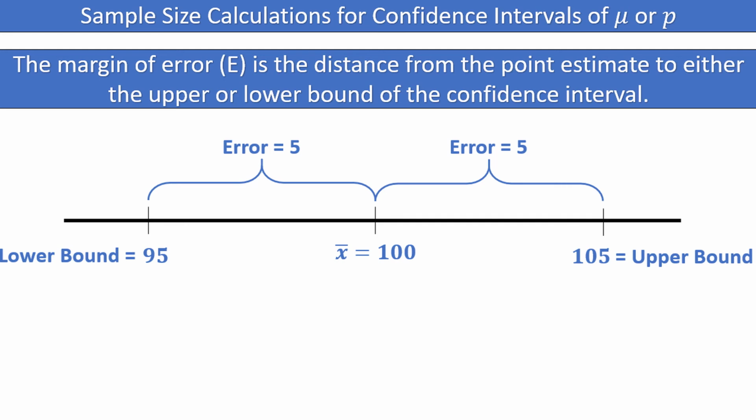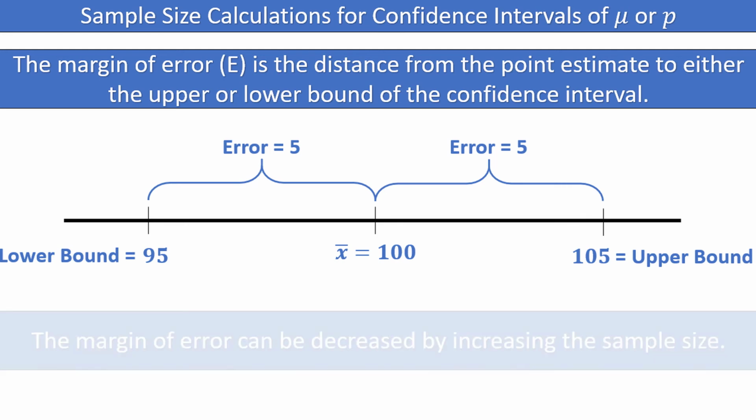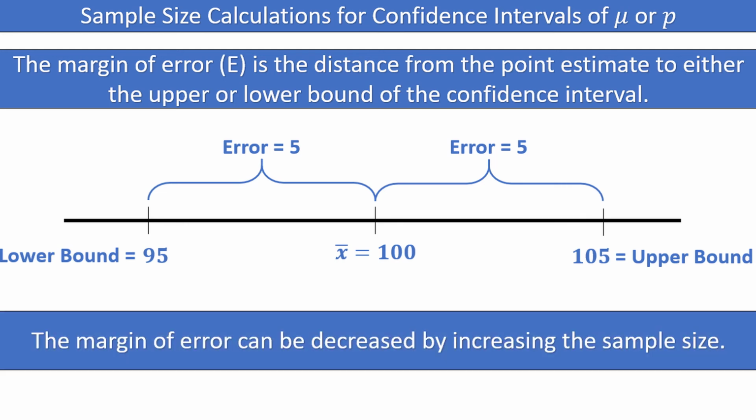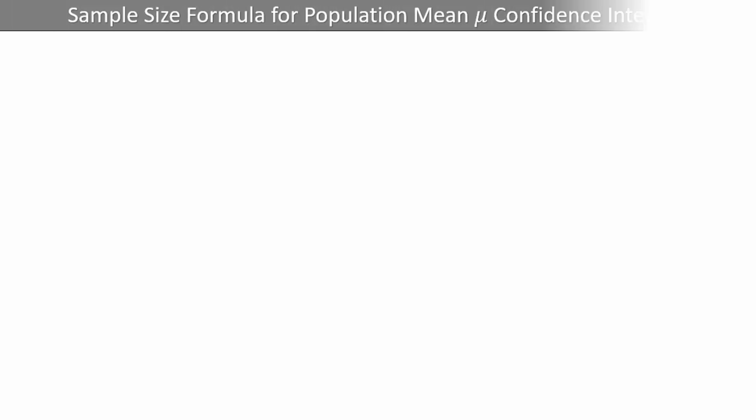One way to decrease the margin of error is to increase the sample size. If a researcher knows how large they would like their margin of error to be, they can calculate the sample size with the formulas we will be showing in this video. Let's begin with the sample size formula for population mean confidence intervals.